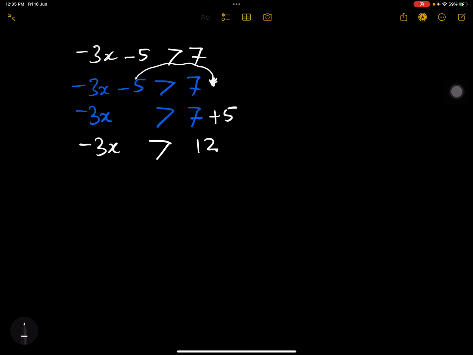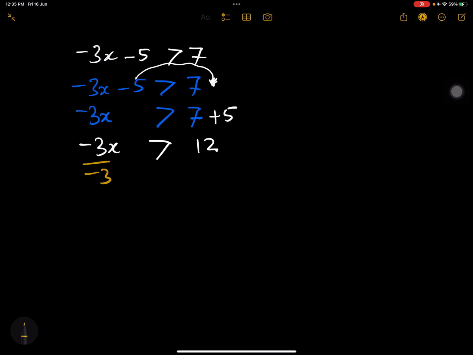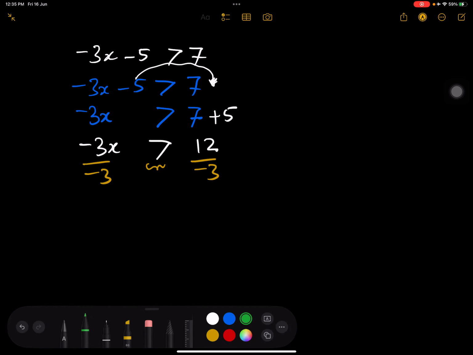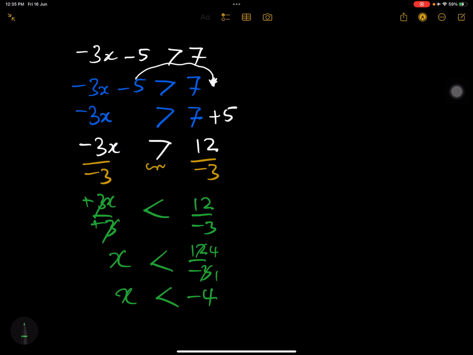But we are not done yet. We have to divide by negative 3 on both sides. Remember, we are dividing by a negative, so this sign needs to change to a less than sign. Negative 3x divided by negative 3 gives x, and 12 divided by negative 3 gives negative 4. So x is less than negative 4.